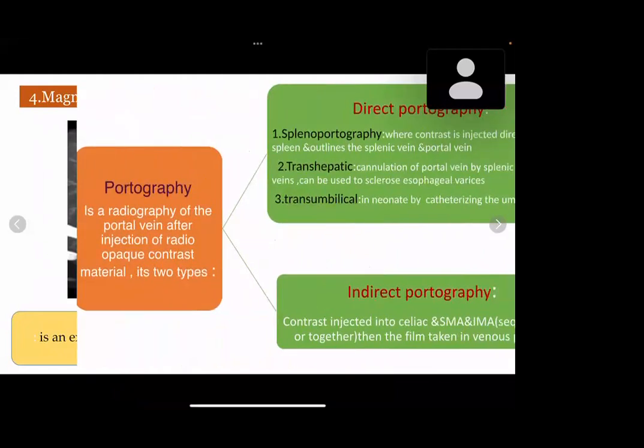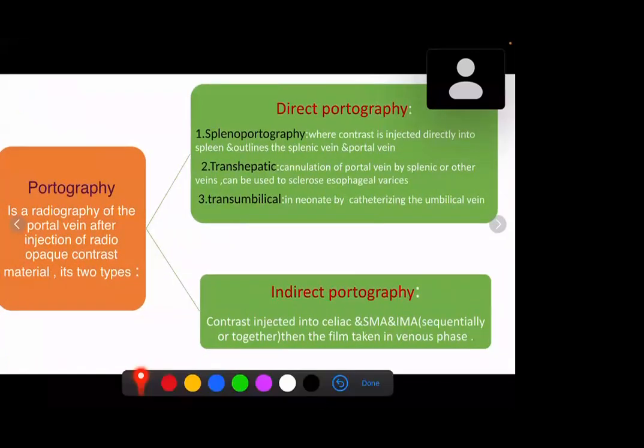Portography. Portography is a radiography of the portal vein after the induction of opaque radioactive contrast, a radio contrast agent. It's of two types, either direct portography or indirect portography. The direct means that we are injecting the contrast directly into the vein, while the indirect portography is by injection into the artery and taking the image during the venous phase.